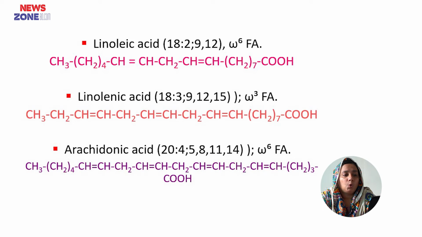So omega 6 fatty acid is the fatty acid where the carbon-carbon double bond is present at the number 6 carbon from the omega carbon, and omega 3 fatty acids are the fatty acids where the carbon-carbon double bond is usually present at the number 3 carbon from the omega carbon, and omega 6 as well, I have said before.